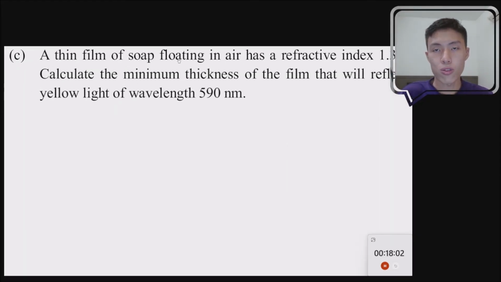A thin film of soap floating in air has a refractive index of 1.33. So this is a thin film question. Calculate the minimum thickness of the film that will reflect yellow light of wavelength 590 nanometer.